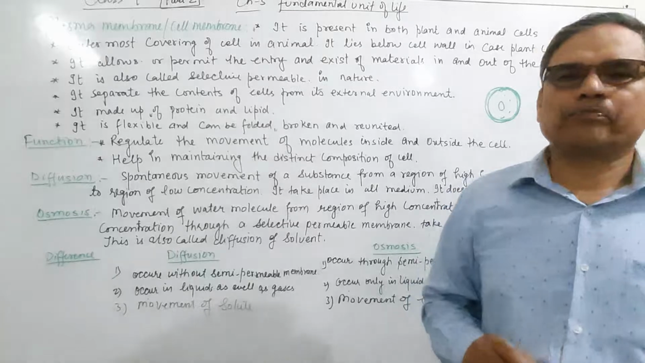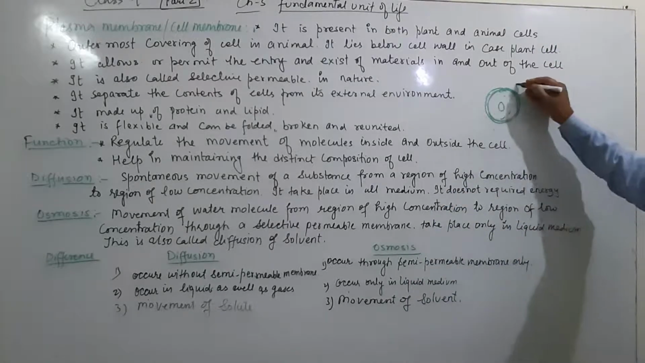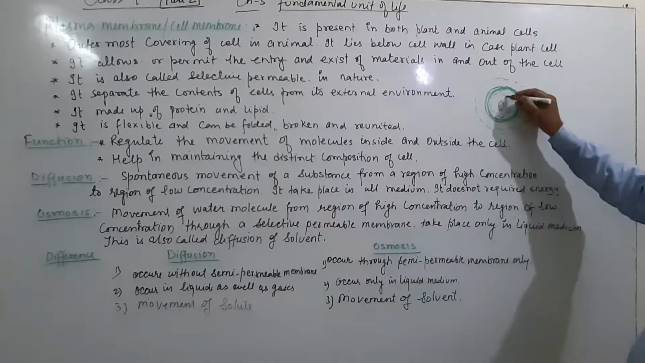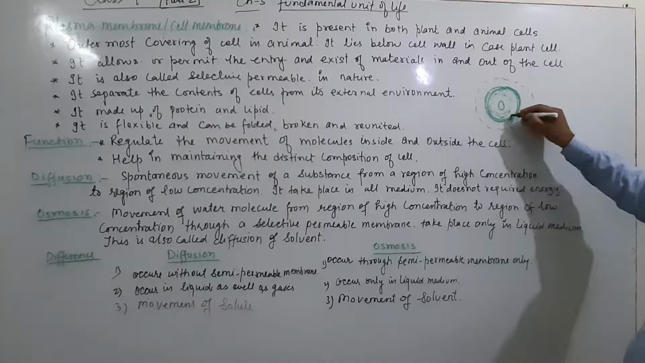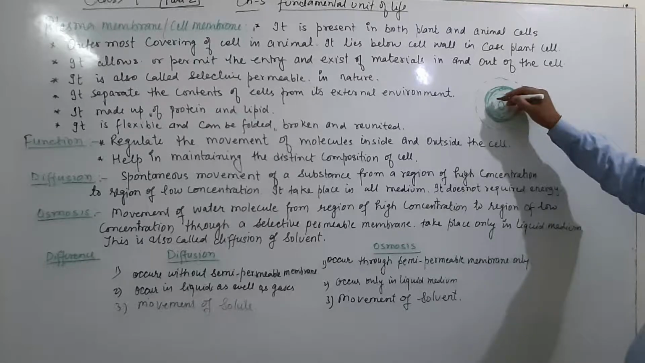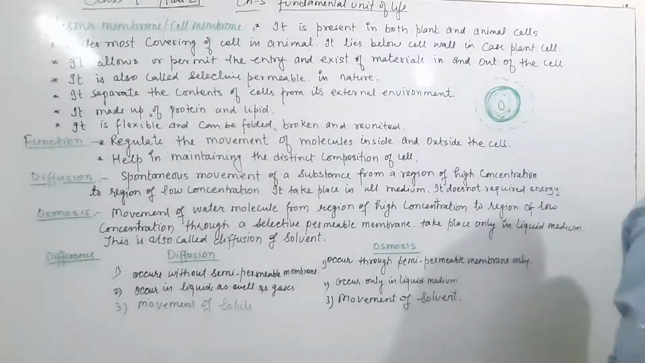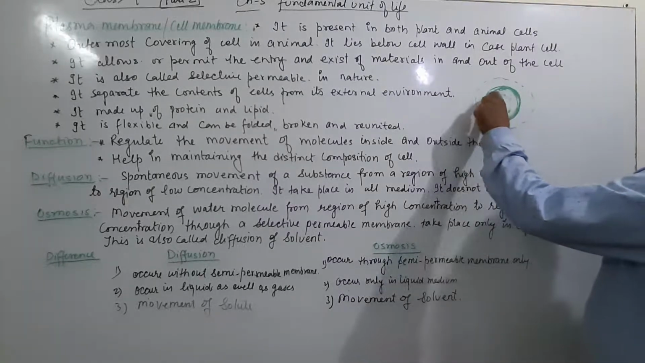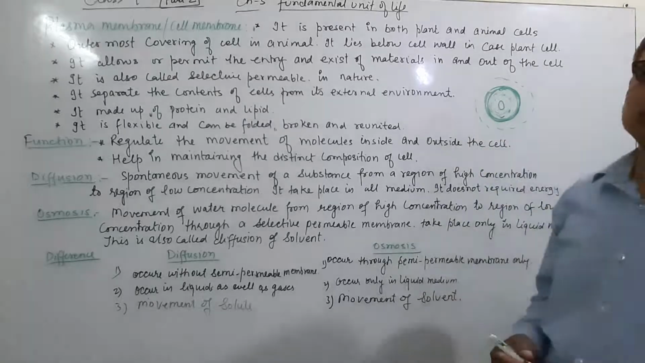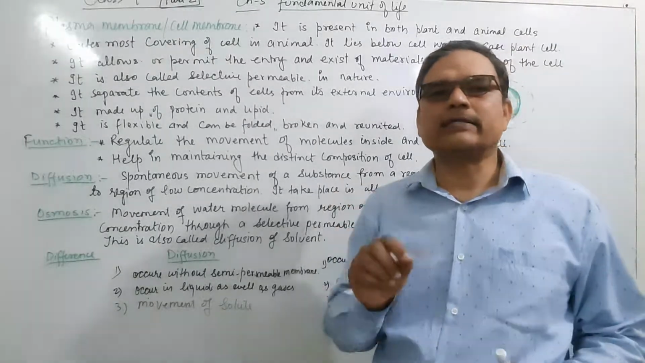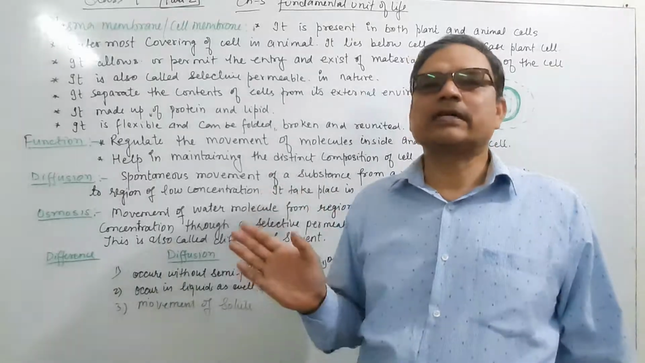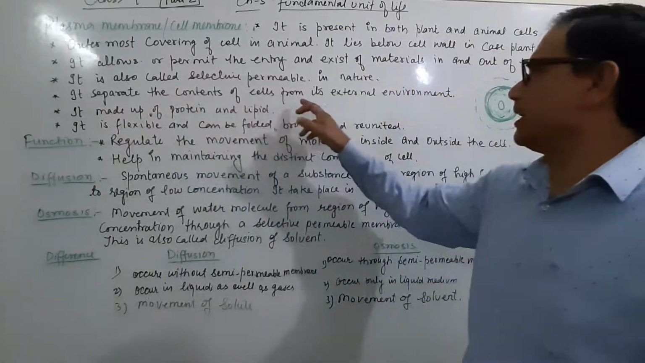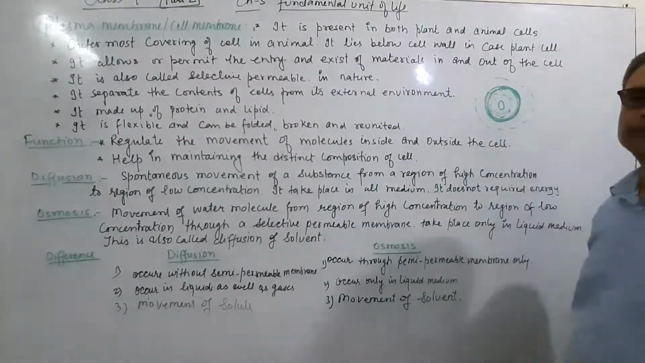Second, it separates. Here is the plasma membrane, this is the external environment, and this is the interior of the cell, meaning the content of the cell. This plasma membrane keeps the content of the cell separate from the environment. It means this plasma membrane separates the cytoplasm from the external environment, and acts as a mediator between the cytoplasm and the external environment.